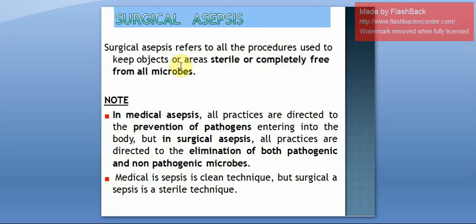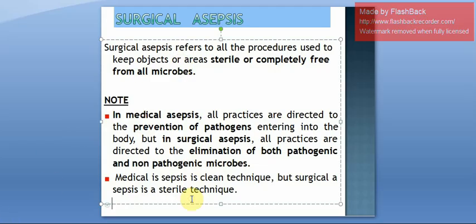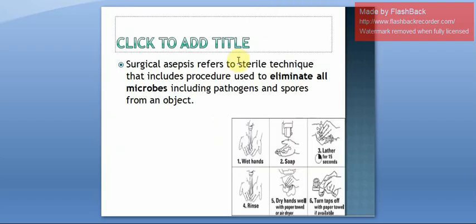The next difference is that medical asepsis is a clean technique, while surgical asepsis is a sterile technique. That is also one more difference. So these differences you can write for the exam if they have asked the difference between both. Remember, medical asepsis is done to prevent the pathogens from entering, while surgical asepsis is done to eliminate both pathogens and non-pathogens. And medical asepsis is a clean technique, while surgical asepsis is a sterile technique, so that you eliminate not only pathogens but also non-pathogens, or even the spores.